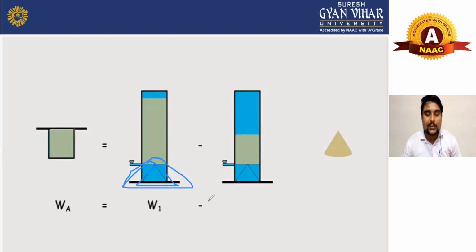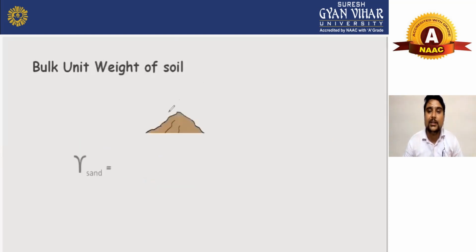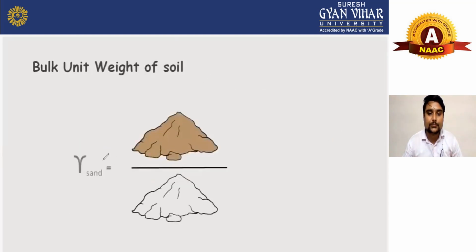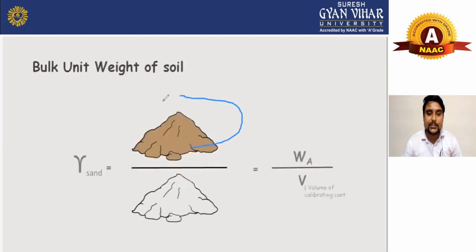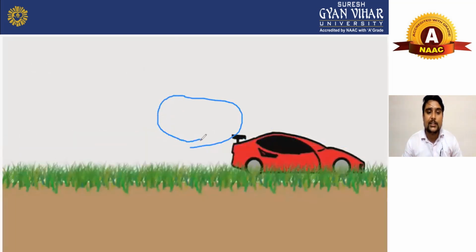And now we will see what will be our formula. WA is equal to W1 minus W2 minus W3. And here is the bulk density of soil. How will we find it? One is which we pour in the hole, and the second one is which we took out.